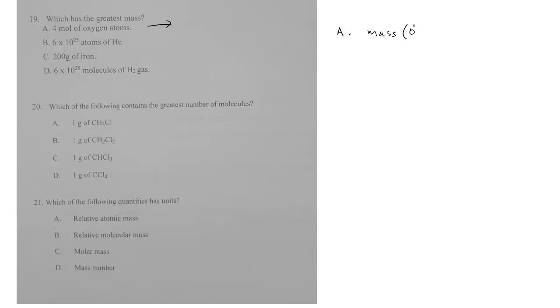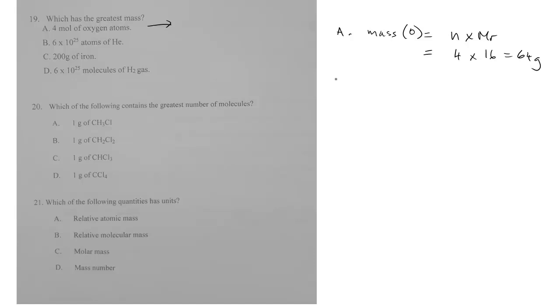of oxygen, we have to take the mole that we have, and we have to multiply it by the molar mass. That's our formula for figuring out our mass. So in this situation, we'll take 4, we times it by the molar mass of oxygen, which is 16, and we get 64 grams.